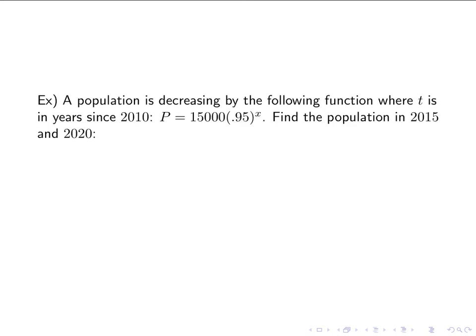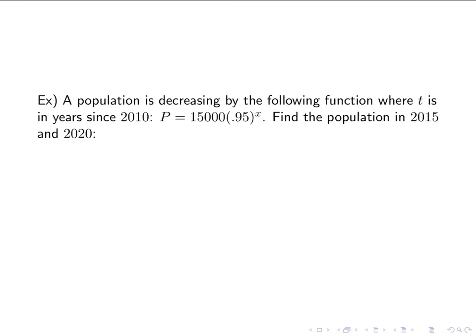As another example, a population is decreasing by the following function, where t is in years since 2010. Of course I used the wrong variable, so we'll pretend it's the same variable. P equals 15,000 times 0.95 to the t. Find the population in 2015 and 2020.